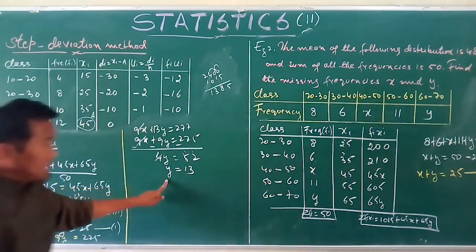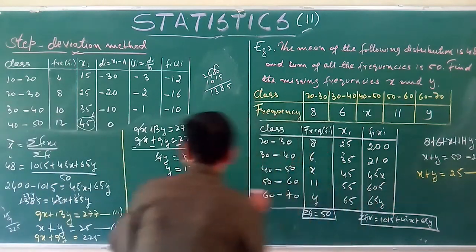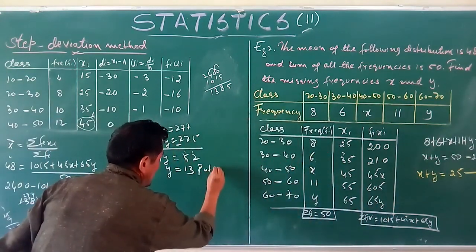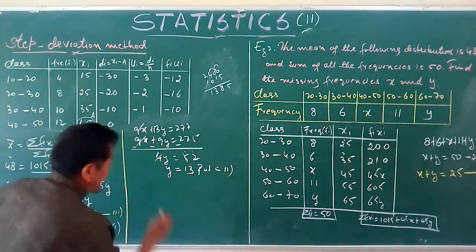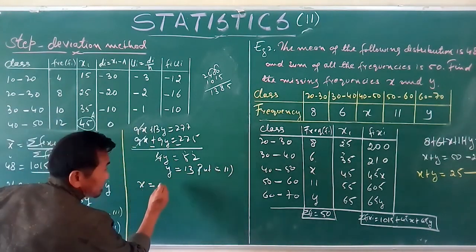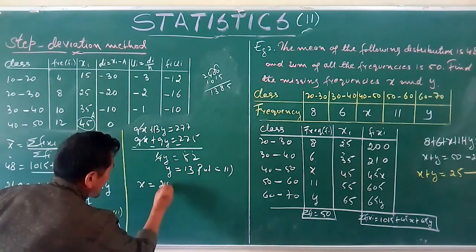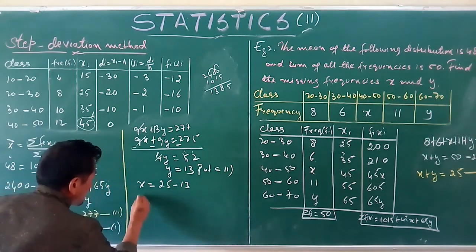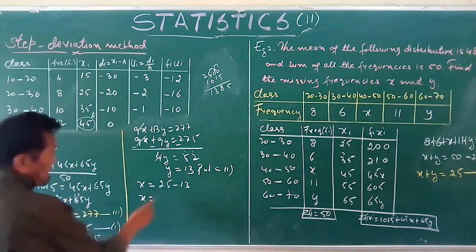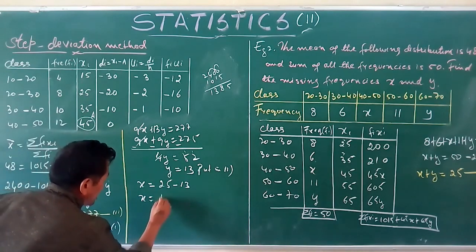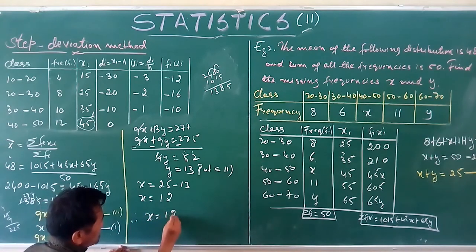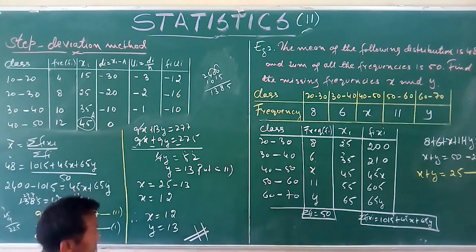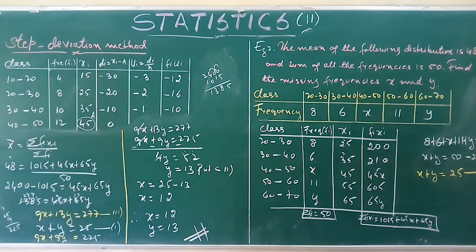Then y is 13, and to find the value of x we are going to put this value in the first equation. So x which is equal to 25 minus 13, so x which is equal to 12. Therefore x is equal to 12 and y is equal to 13.